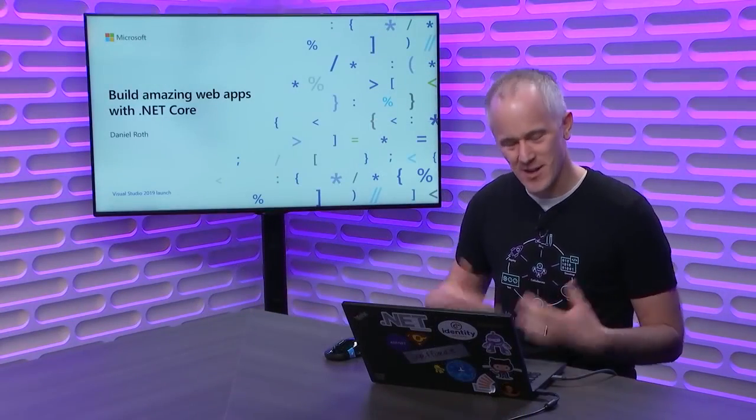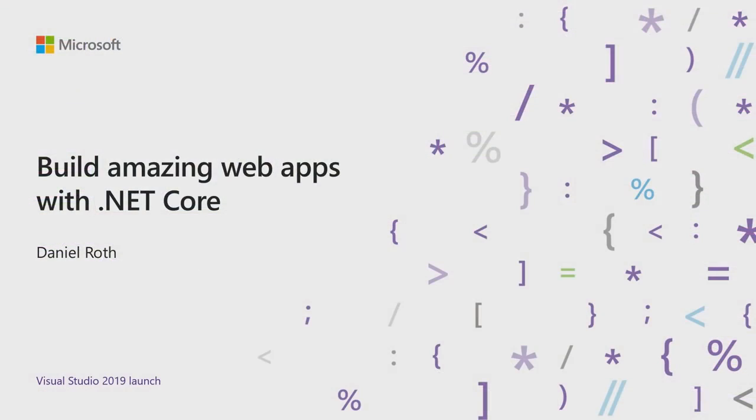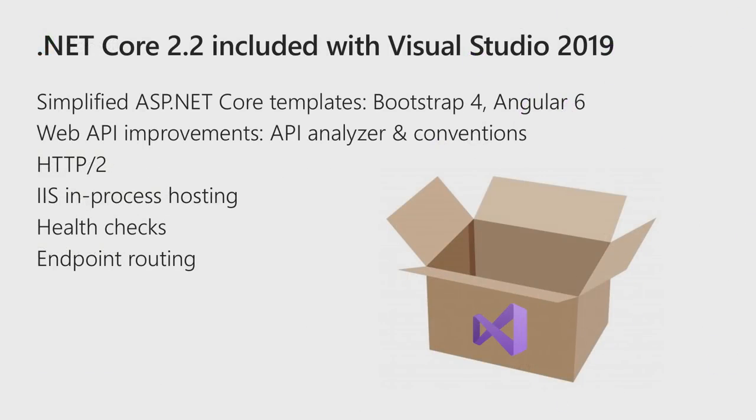All right. Hi, everyone. My name is Daniel Roth. I'm a program manager on the ASP.NET team, and I'm thrilled to be able to talk to you about building amazing web apps with .NET Core and Visual Studio 2019. Visual Studio 2019 comes with the latest version of .NET Core in the box, .NET Core 2.2.